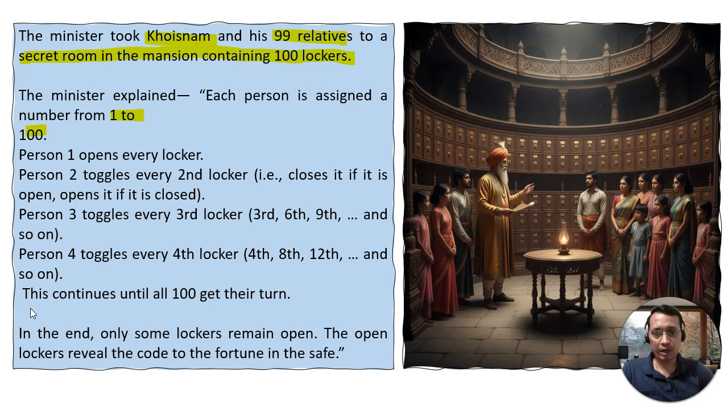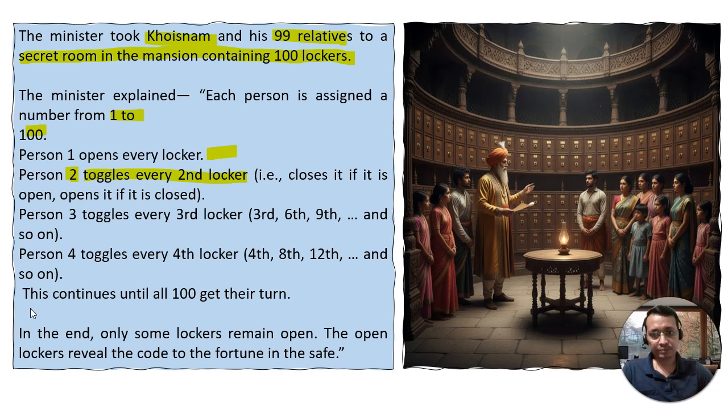Person 1 opens every locker. Person 2 toggles every second locker. Toggles means changes the position to the opposite: if it is open, it will be closed, and if it is closed, it will be open. But person 2 will not touch every locker, only every second locker. That means the second one, fourth one, sixth one, eighth one.